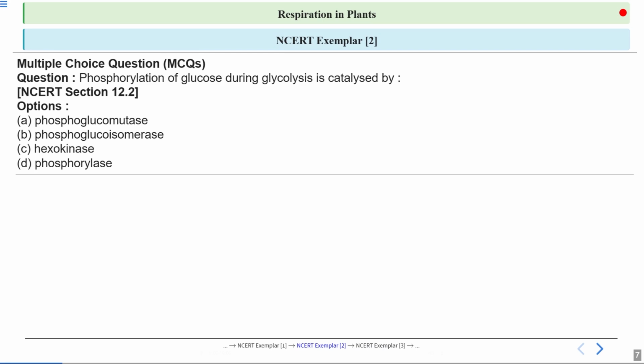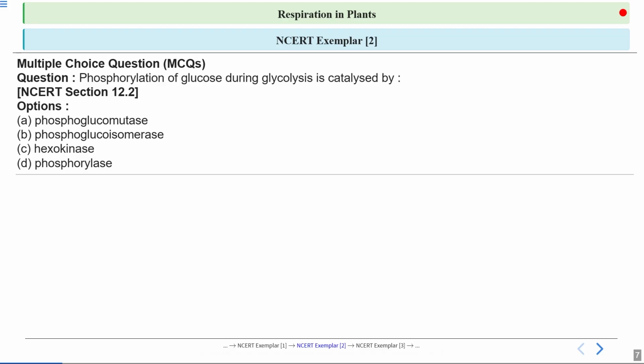Now let's look at the next question. Phosphorylation of glucose during glycolysis is catalyzed by? The options are A. Phosphoglucomutase, B. Phosphoglucoisomerase, C. Hexokinase, or D. Phosphorylase.